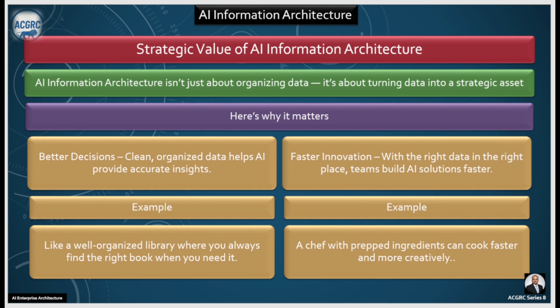Now, with the right data in the right place, teams can build AI solutions faster. Example, a chef with prepped ingredients can cook faster and more creatively. So that's faster innovation. So this is why it matters.